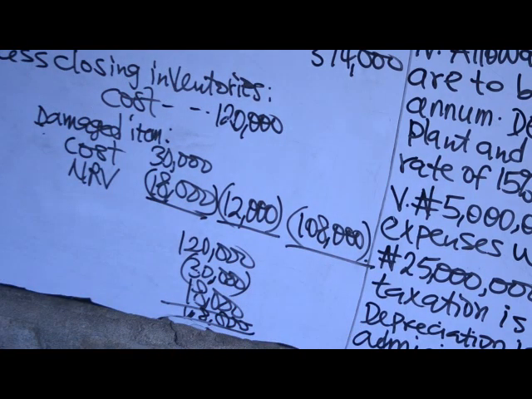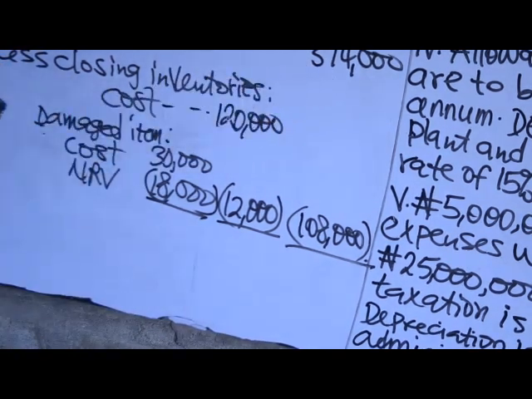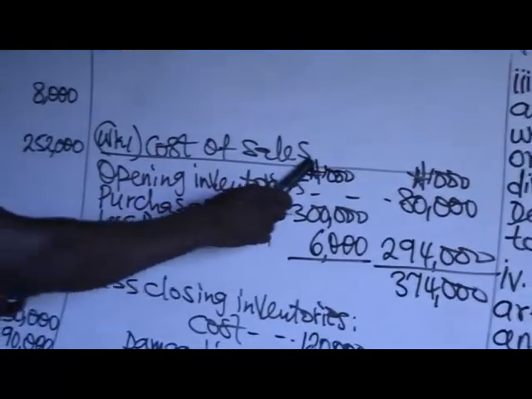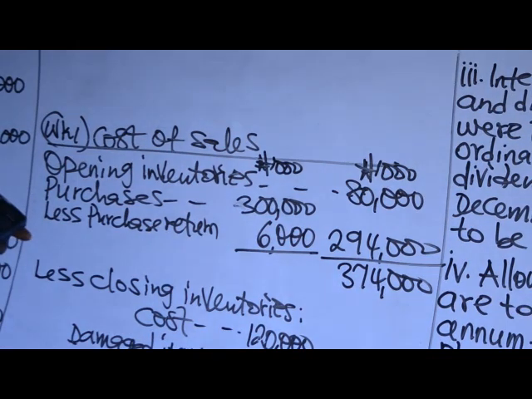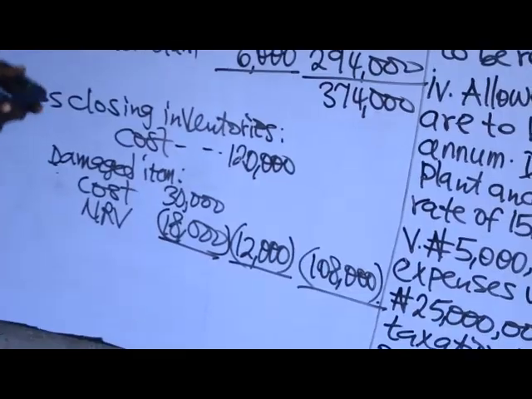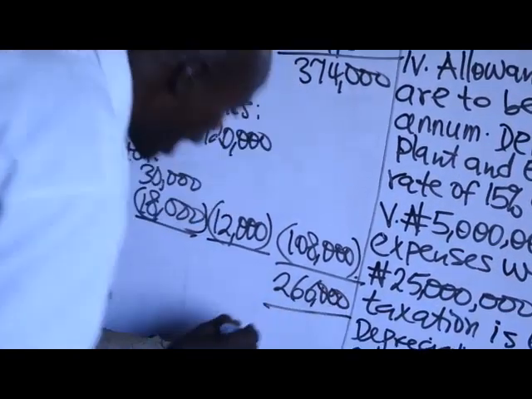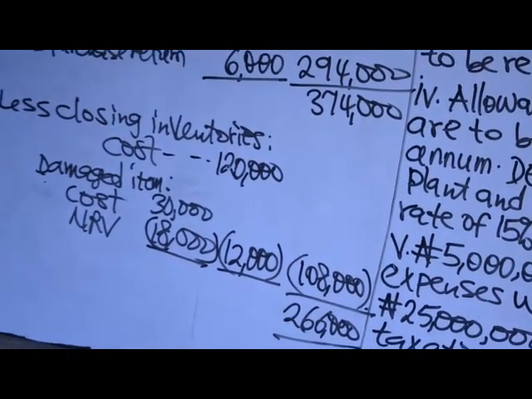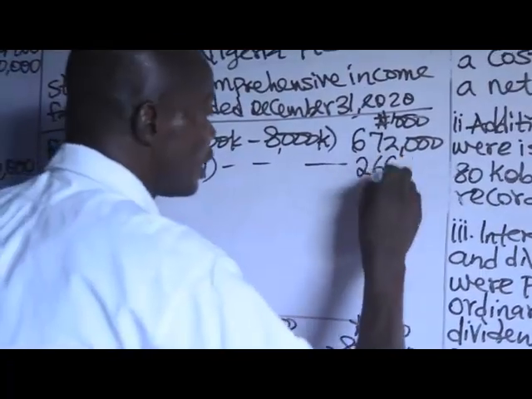Therefore, what will now be our cost of sales? We have cost of goods available for sale, which is 374,000, minus closing inventory of 108,000. Then you have the cost of sales to be 266,000. That is our cost of sales. So you now insert the 266,000 as your cost of sales. So we have minus 266,000.